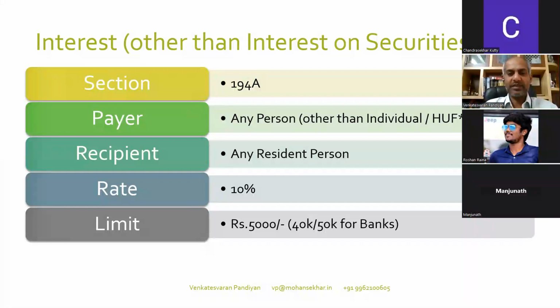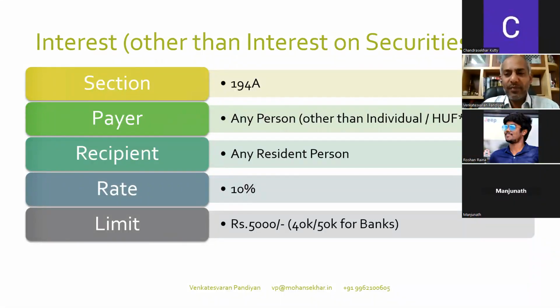So what is the rate at which TDS has to be deducted for interest? It is 10%. So if you pay 10,000 rupees as interest, 10% of it, 1,000 rupees, has to be deducted as TDS. Is there a limit? Yes, there is a limit. Up to 5,000 rupees, a payer is not required to deduct TDS.